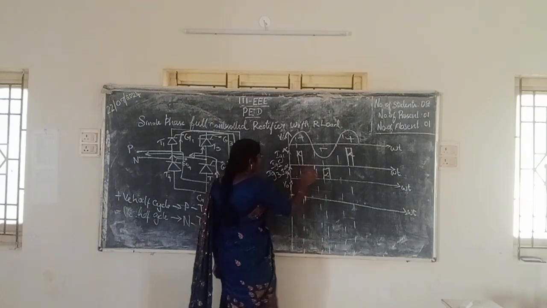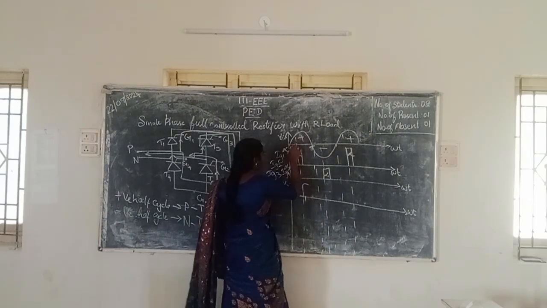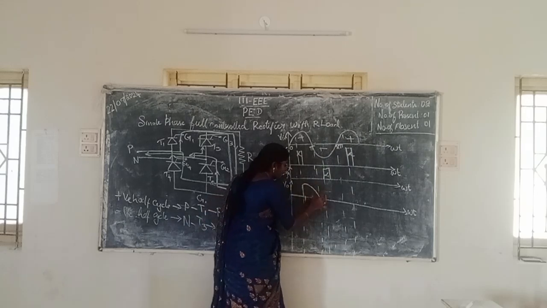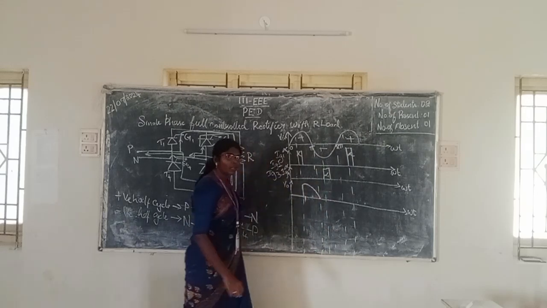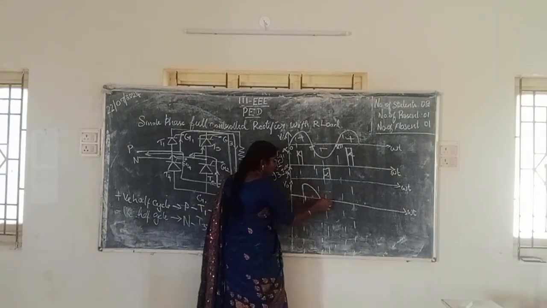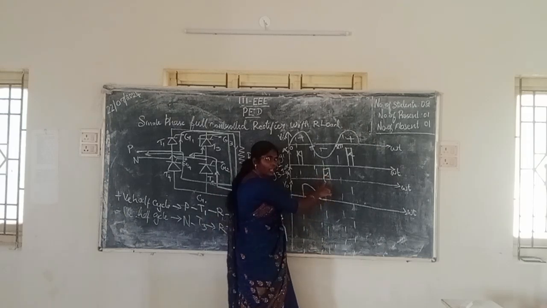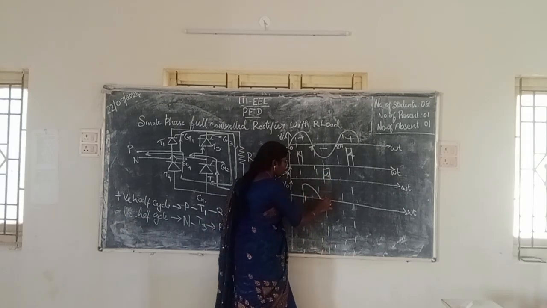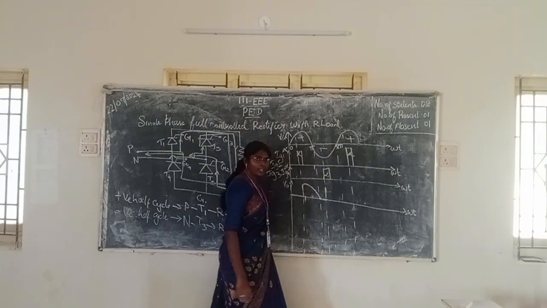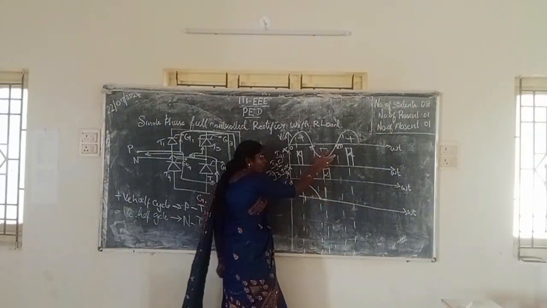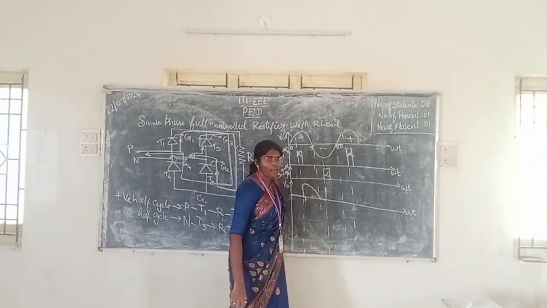Up to where does it remain? Here this is 0 to pi and here it is 2 pi. Up to pi, and then it remains 0. Next, the firing angle is given for gate 3, so it is going to conduct in the negative half cycle also. In the half wave control rectifier, there won't be any conduction in the negative half cycle.